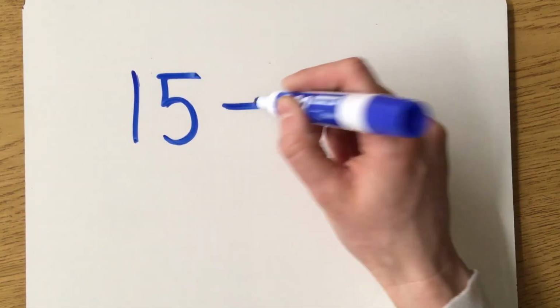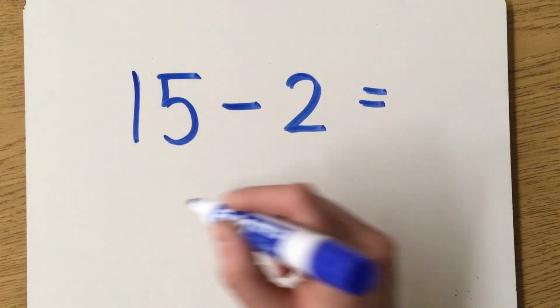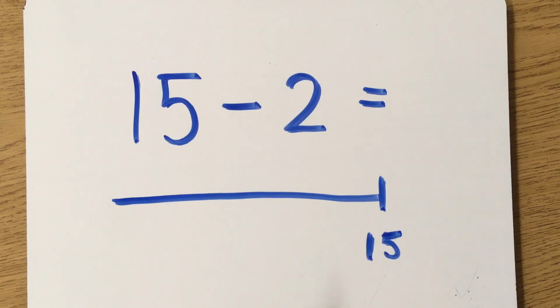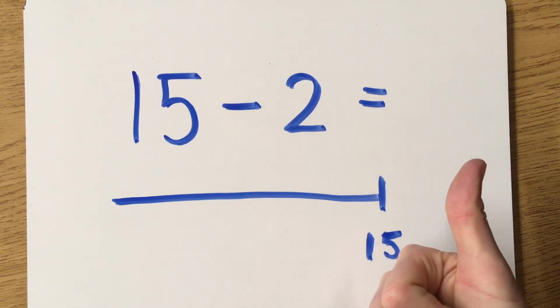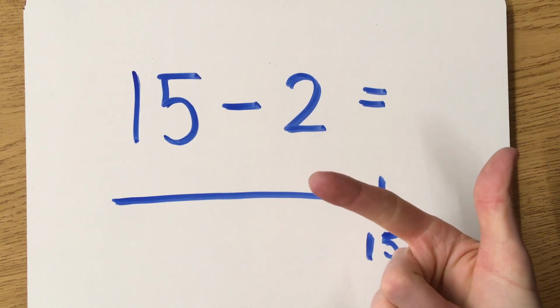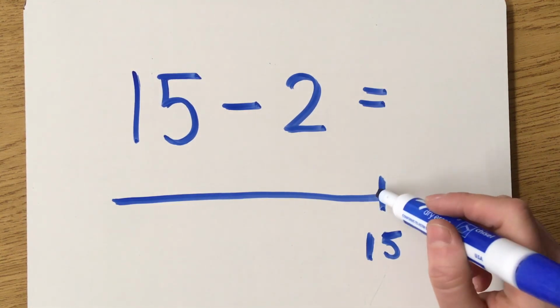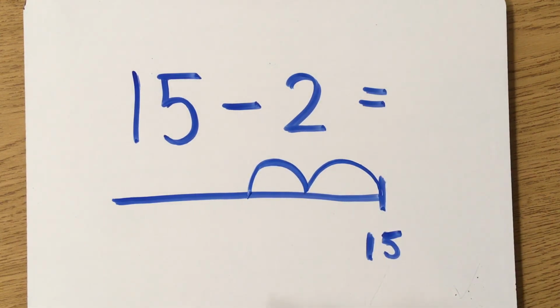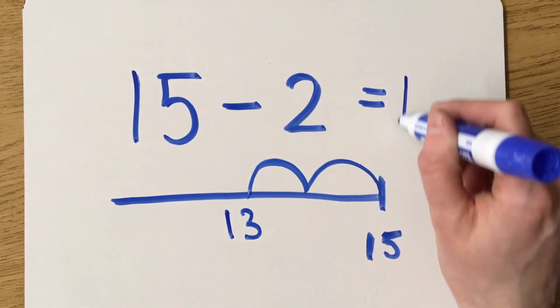This time I'm going to add fewer labels and do more of the counting in my head and on my fingers. 15, take away 2. Here's my number line. I know I have to count back twice. 14, 13. Let's see if it worked out. 14, 13. I was correct.